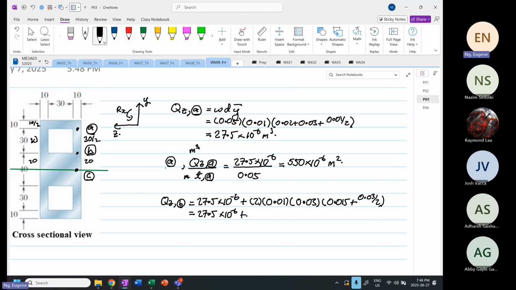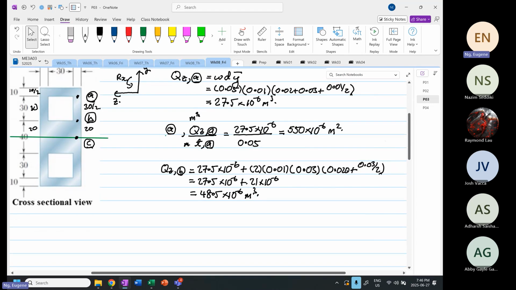So this will be equal to 27.5 times 10 to the power minus 6 plus, not 0.015, 0.02. Okay. So 0.02 plus 0.03 divided by 2 times 0.03 times 0.01 times 2 is equal to 21 times 10 to the power minus 6. Okay. So this will be equal to 27.5 plus 21 is equal to 48.5 times 10 to the power minus 6 meter cube.